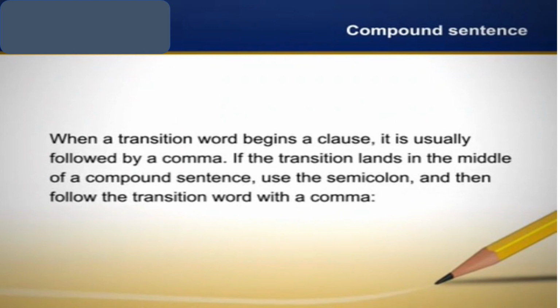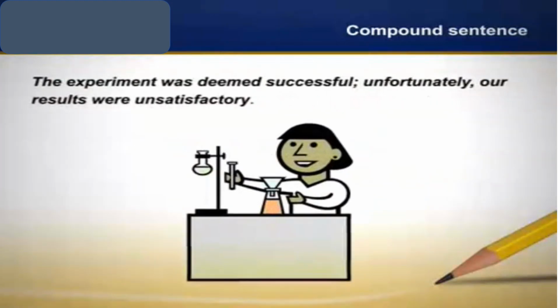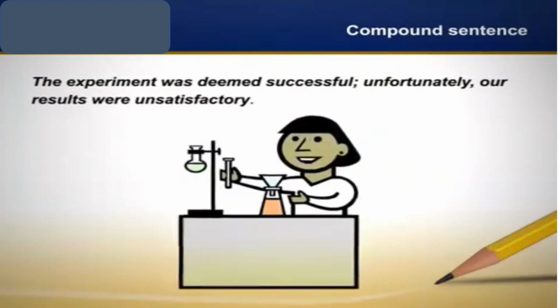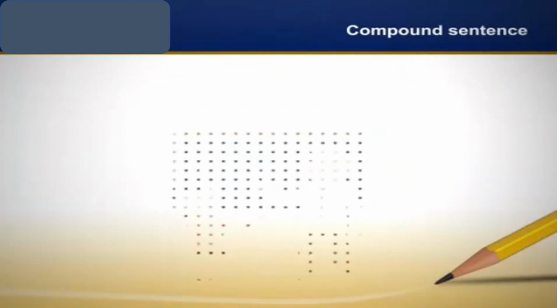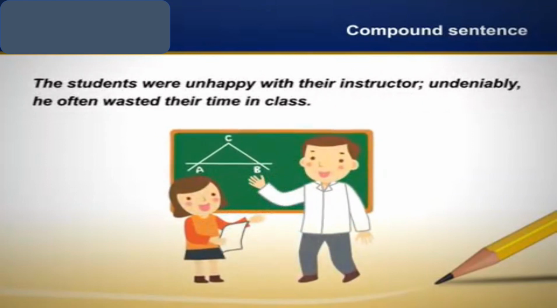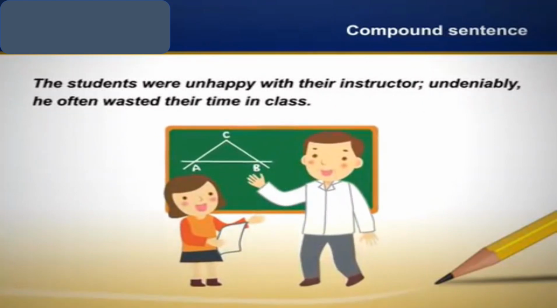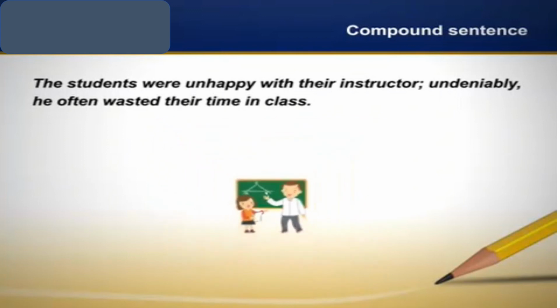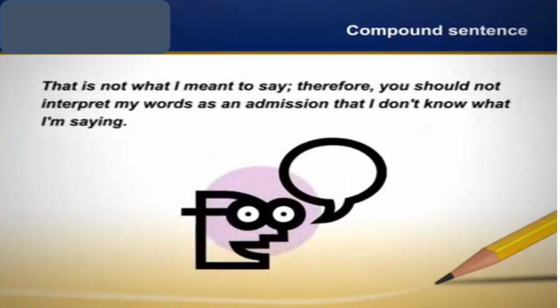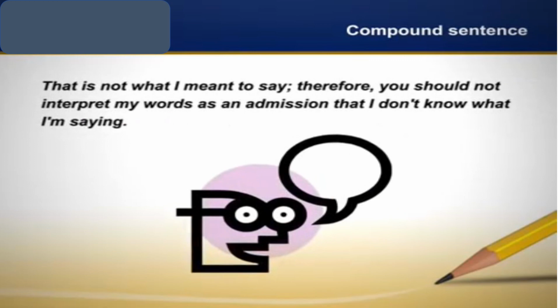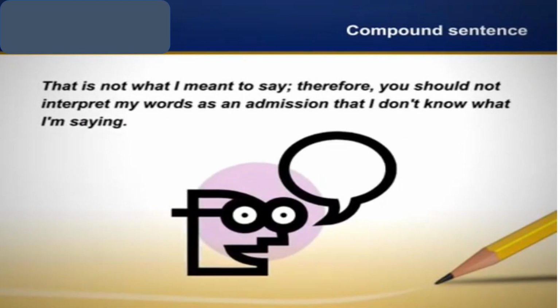When a transition word begins a clause, it is usually followed by a comma. If the transition lands in the middle of a compound sentence, use the semicolon and then follow the transition word with a comma. The experiment was deemed successful; unfortunately, our results were unsatisfactory. The students were unhappy with their instructor; undeniably, he often wasted their time in class. That is not what I meant to say; therefore, you should not interpret my words as an admission that I don't know what I'm saying.